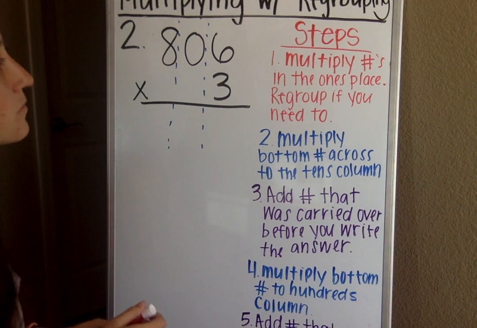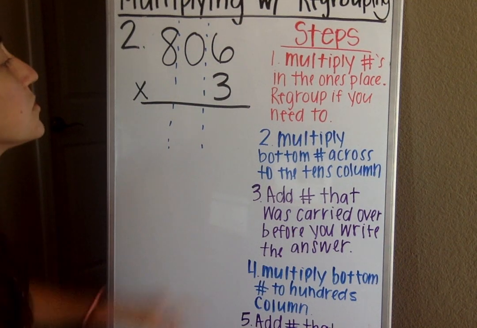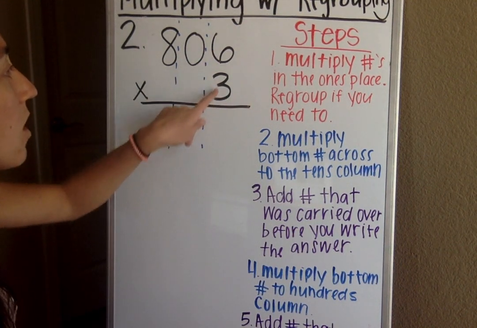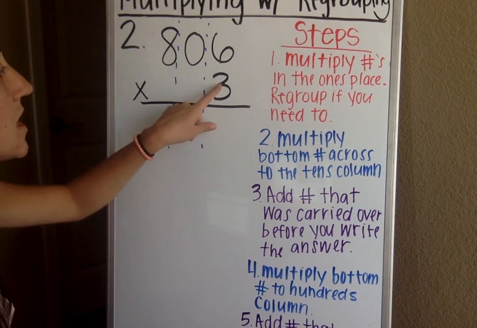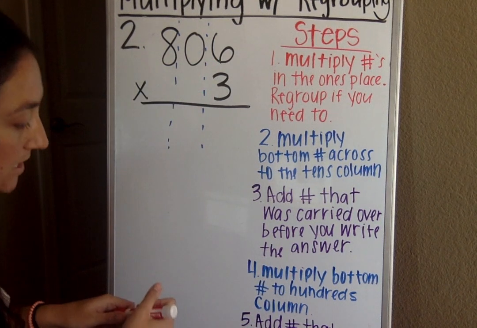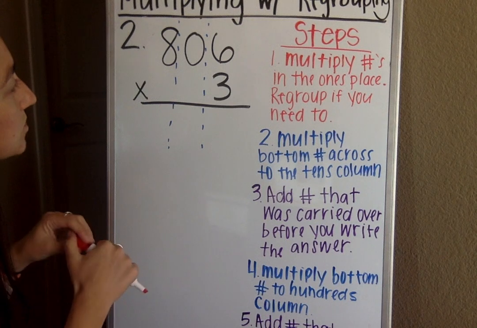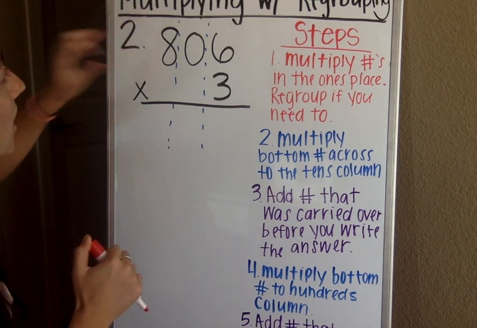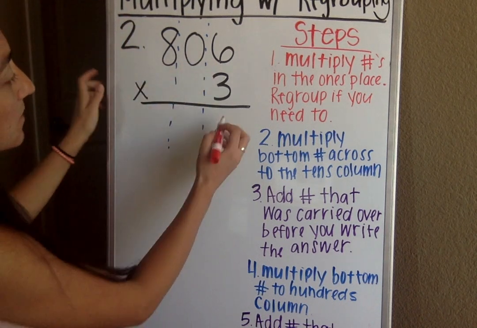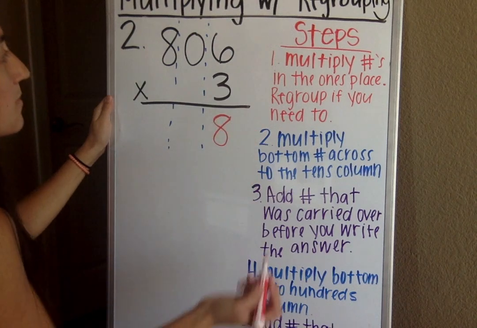Okay, starting with step number 1, to multiply the number in the ones column together. So 3 times 6 is 18. So this is where we are going to need to carry over and regroup. So I'm going to put the 8 here, and I'm going to carry the 1.